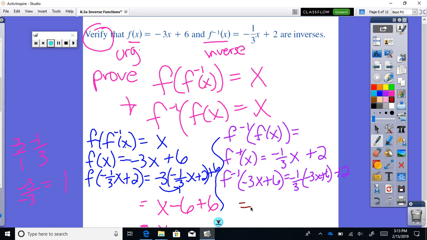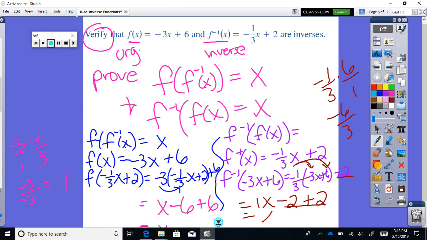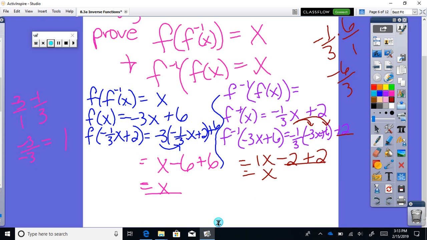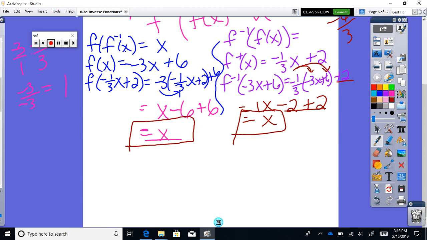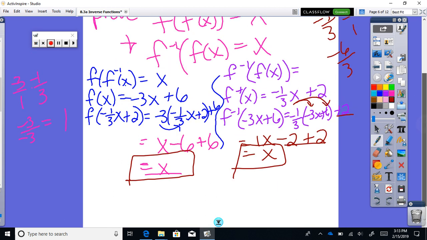So distributing the negative 1/3, negative 1/3 times 3, remember that's just x. Negative 1/3 times 6, you can put 6 over 1, it's negative 6 over 3, so that equals negative 2. Then you have a plus 2 at the end. So these equal 0, so it equals x. Since this side equals x and this side equals x, I have proved that they are inverses.